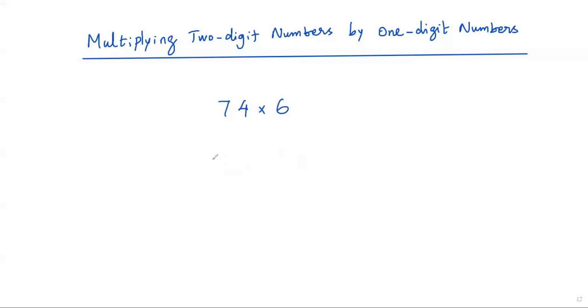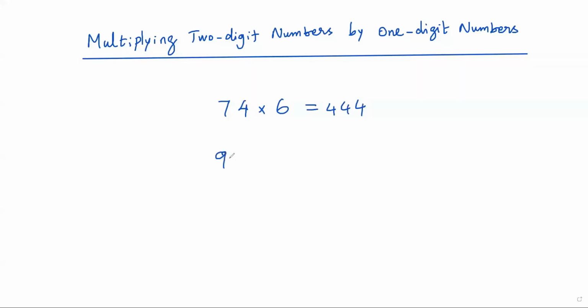74 times 6. So 74 means you can consider 74 as 70 plus 4. 6 times 7 is 42. That is 420. That is, 6 times 70 is 420. 6 times 4 is 24. 420 plus 24, which is equal to 444.